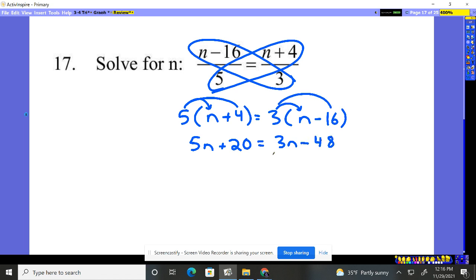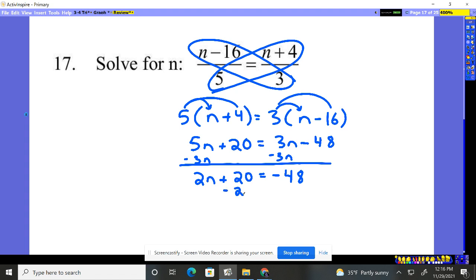Now let's move our smaller variables. So I'm going to move the 3n over. That makes it 2n. So we have the n's all to the left in this case. Plus the number 20 equals the number negative 48. Don't put 48. There's a negative sign in front of that.